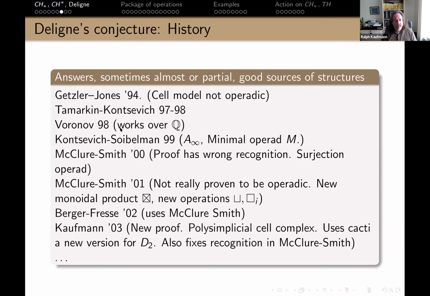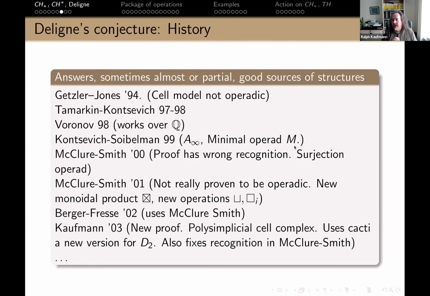So I think that proof is true. Voronov gave something which works over Q. Then Kontsevich and Soibelman did a very nice proof in '99. They generalized to A infinity and introduced a very nice combinatorial gadget, this minimal operad. So this is the optimal thing that you have working on the chain level. It doesn't get better than that.